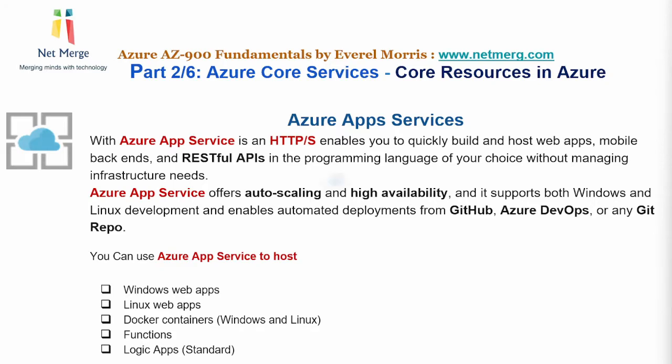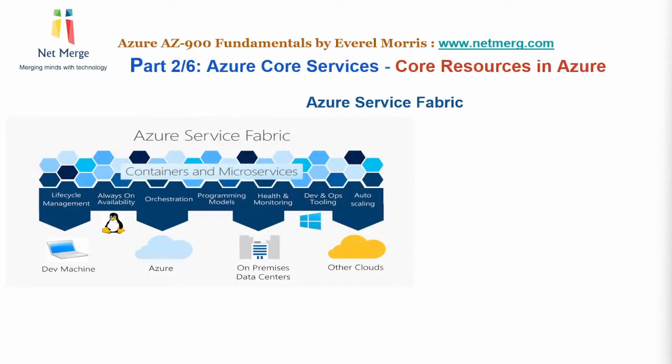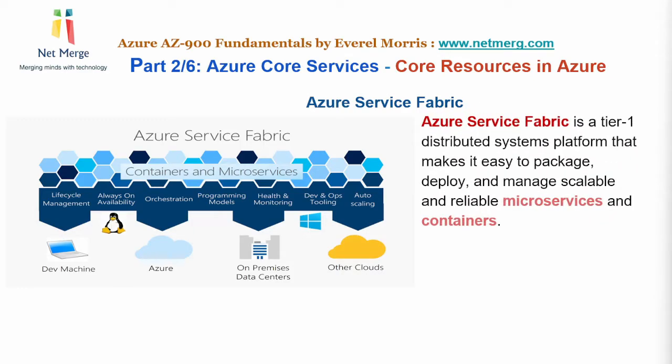Now let's take a look at Azure Service Fabric that I spoke about before. It's your microservice king. It's really your microservice platform that you want to pay attention to. It's not a part of the course outline, but I realized that there were questions on my exam about Azure Service Fabric, so I wanted to include it in the course for you really quick. Azure Service Fabric is a tier 1 distributed system platform that makes it easy for you to package, deploy, and manage scalable and reliable microservices and containers.